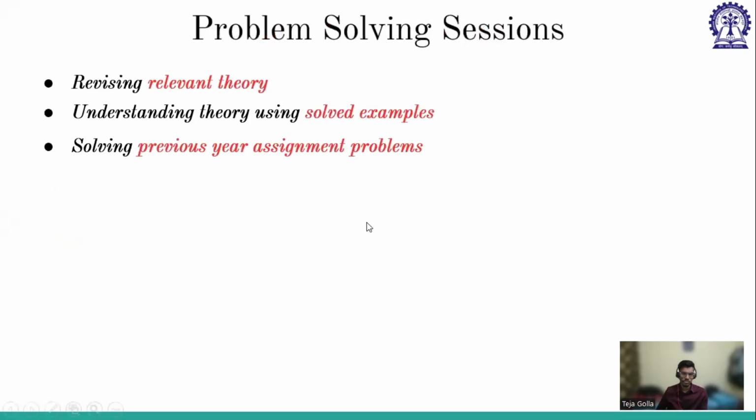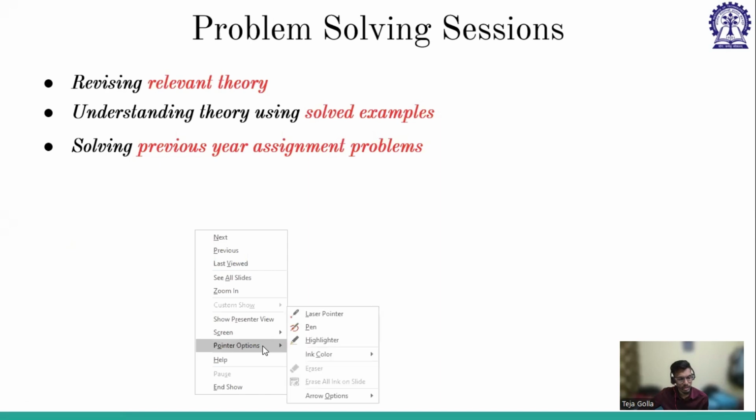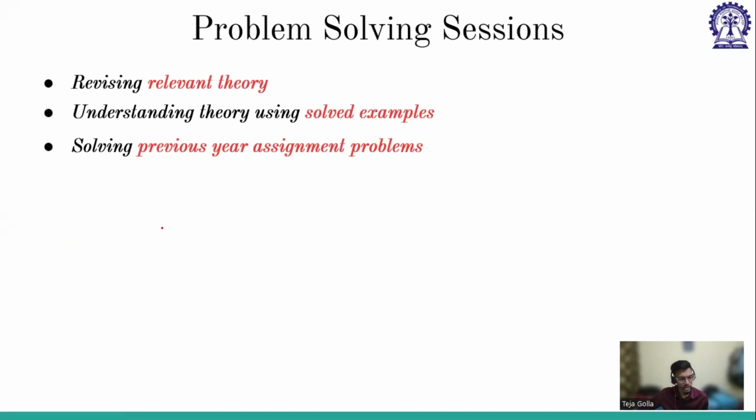So coming to this problem solving session, as I have mentioned, first I'll be revising all the relevant theory that was taught. Then I'll also solve some solved examples, whatever are available. So first we'll be covering the relevant theory, then I'll solve a few solved problems so that the concept will be correlated by solving the problem.